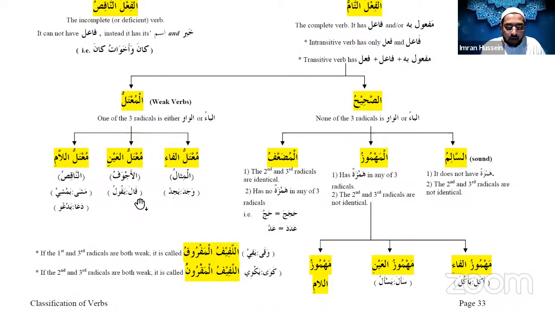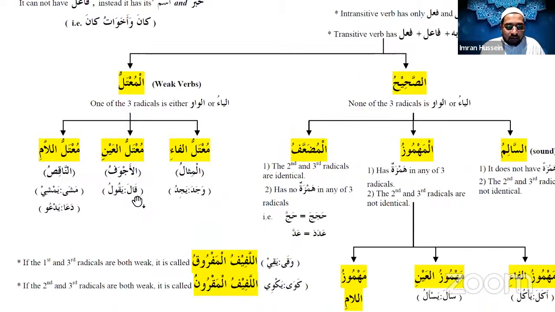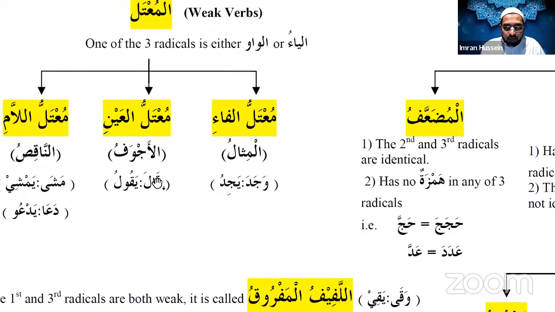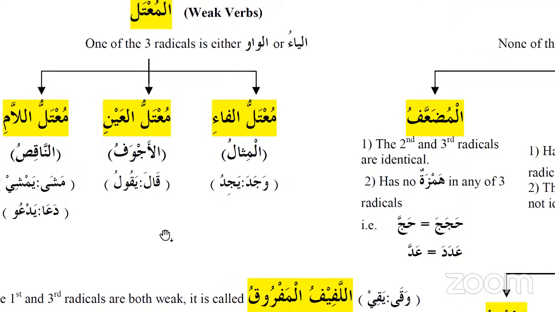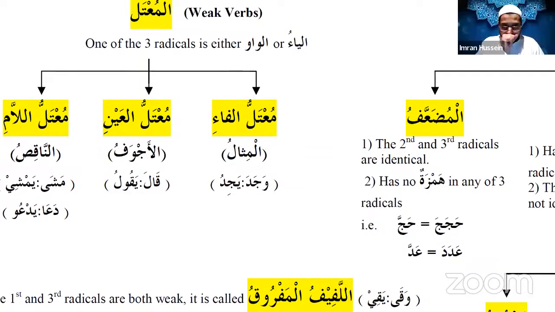Qawala. In qawala, the waw changed into an alif due to the suitability of the harakat. Because the qaf has a fatha, the waw changed into an alif. Okay, that's the ruling with regards to weak letters. It's normally a waw or a ya, and the waw would normally change into an alif itself.